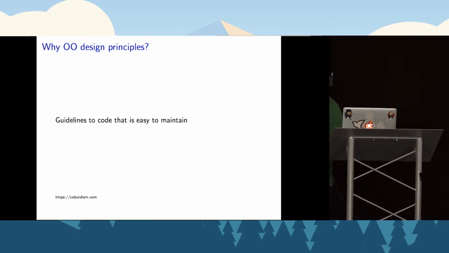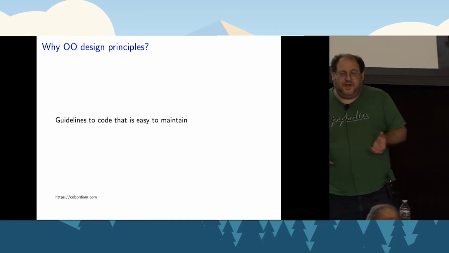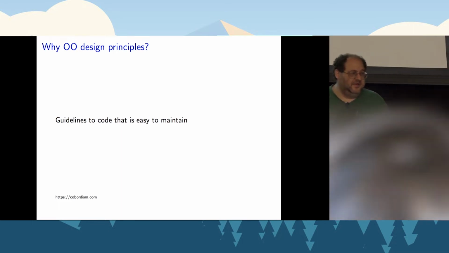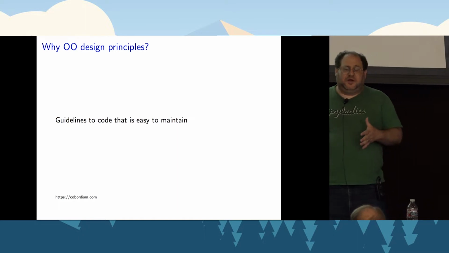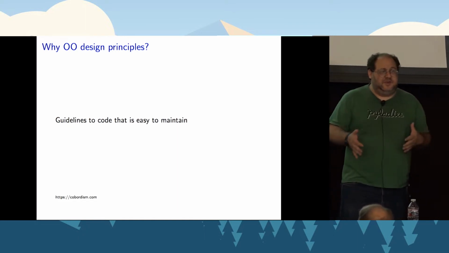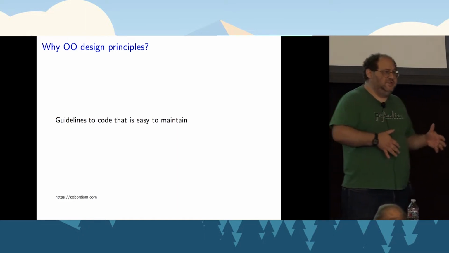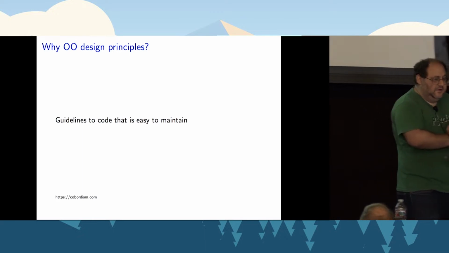And that's where originally people started coming up with object-oriented design principles. And why do we have them? They're basically ways to structure your code in ways that are easy to maintain in various ways. Easy to change, easy to modify, easy to debug, easy to understand.